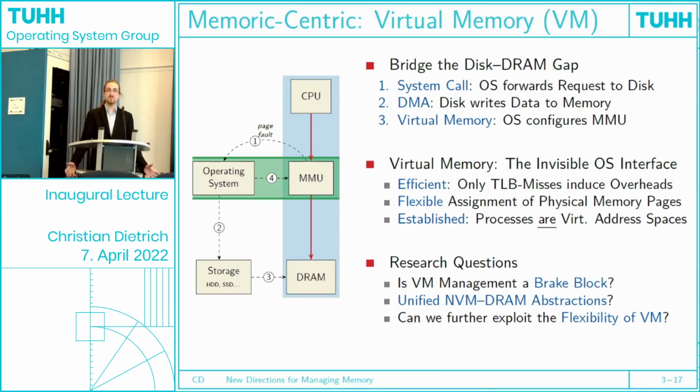On the one hand is the virtual memory management that we have done until now. Perhaps the way we do this is a blocking block for the speed of those devices? We've seen those solid state disks are really, really fast. We have now DRAM and NVRAM. Perhaps we need some kind of unified abstraction between both kinds of memory. And when we have virtual memory in place, why not use it for more? How can we further exploit the flexibility of virtual memory?